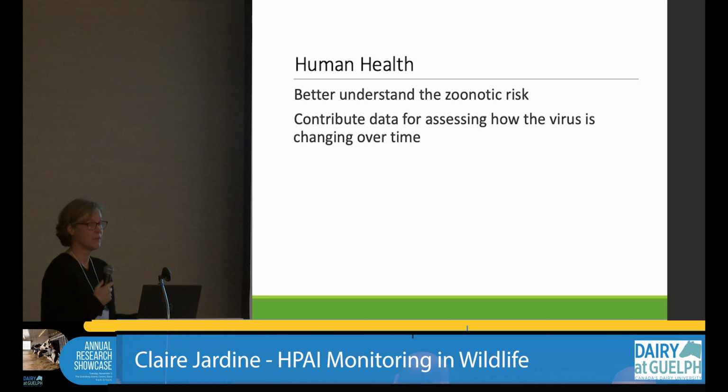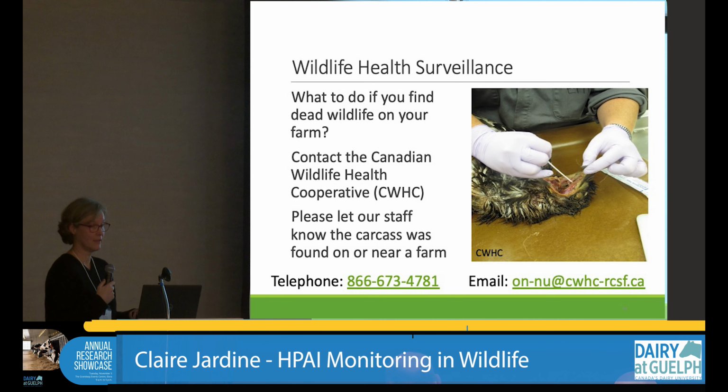And from a human health perspective, we need wildlife surveillance to better understand the zoonotic risk, the potential for transmission from wildlife or other animals to humans related to hunting, or Indigenous communities that rely on wild birds that may be infected as a food source. We also need to look at the wildlife data to assess how the virus is changing over time, and wildlife are a good source of virus to investigate that. Finally, I hope I've convinced you that wildlife surveillance is an essential component of a One Health approach to dealing with this particular strain of high path AI.